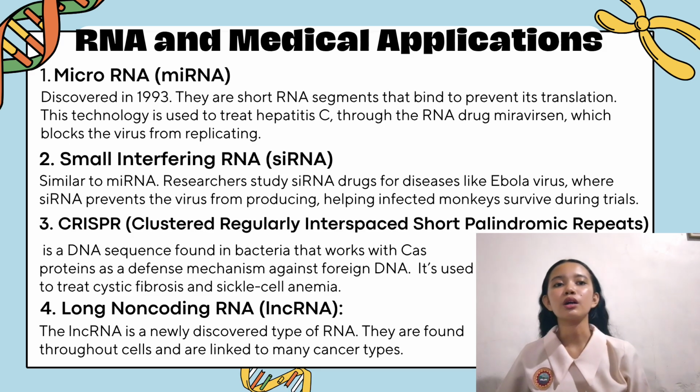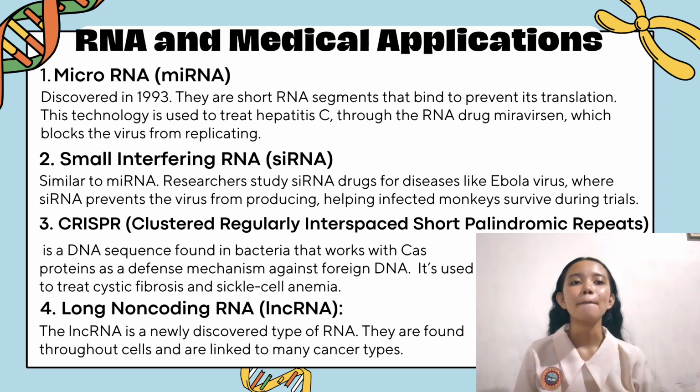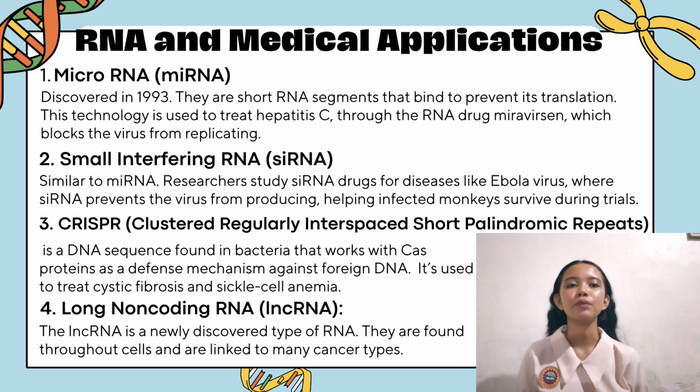Next, we have small interfering RNA. It is very similar to the first one in how it silences genes, but this RNA usually targets only one specific gene. Researchers have tested small interfering RNA-based drugs for diseases like the Ebola virus. In those studies, this helps stop the virus from reproducing, improving the survival rate of infected monkeys during trials.